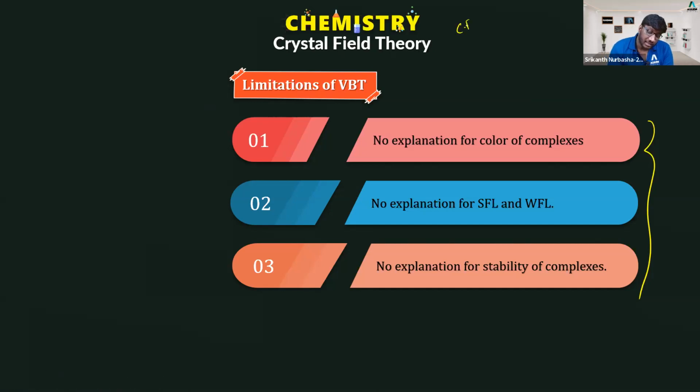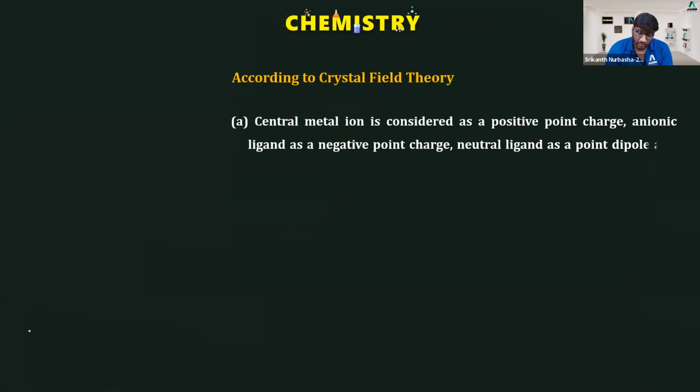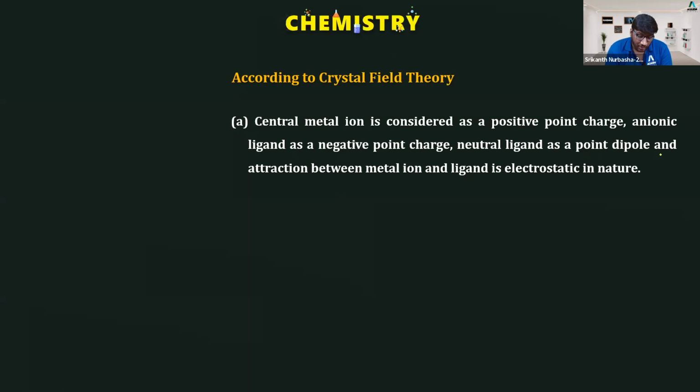Crystal field theory, CFT. According to crystal field theory, all the ligands are point charges. You know this postulate? The central metal ion is considered as a positive point charge. Anionic ligands are negative point charges. Neutral ligands have a point dipole, and the attraction between metal ion and ligand is electrostatic in nature.